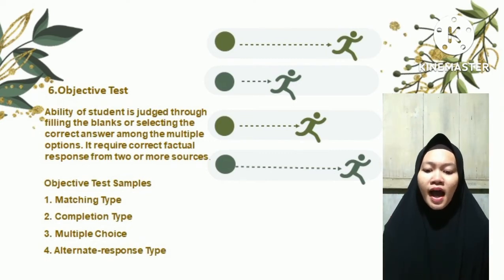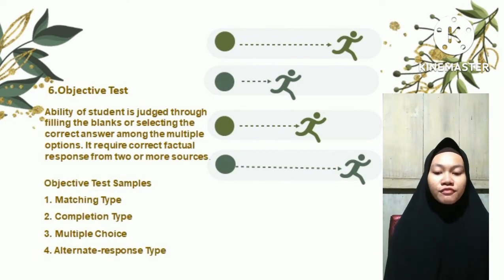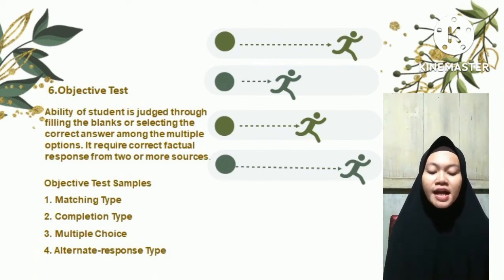The fourth, alternate response type. Binary choice: a statement is either true or false, or modified true or false. There are advantages to alternate response. First, true-false items can cover a wide range of difficulty levels. And then these require less time to answer and are easily graded and scored.